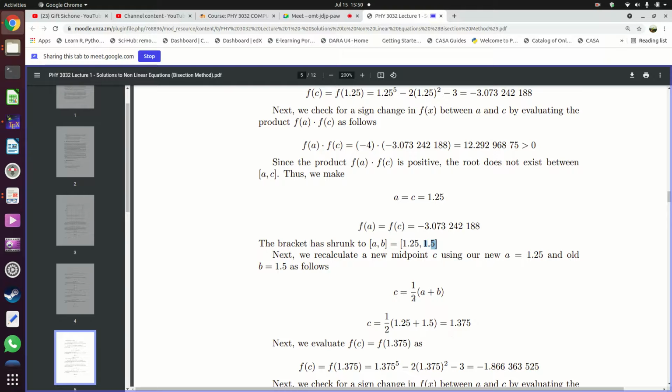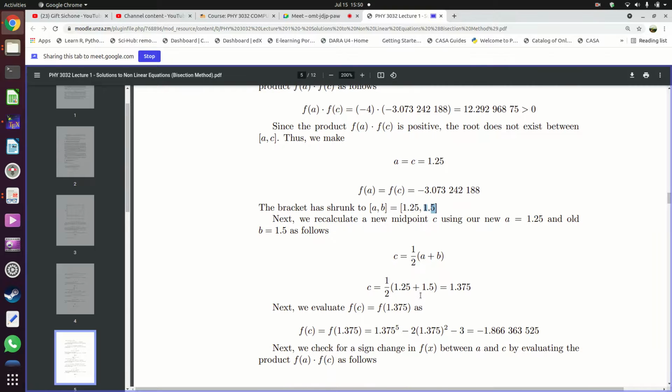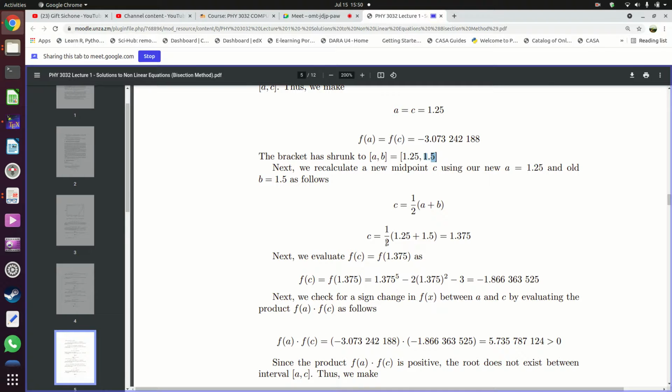So next we work out a new midpoint using our A, which is 1.25, and our B, which is 1.5. So C is equal to half of A plus B. In that case, C is going to be equal to half of 1.25 plus 1.5. This is going to give you 1.375. So this is going to be your new midpoint, 1.375. Next you want to find out the value of the function at this midpoint.